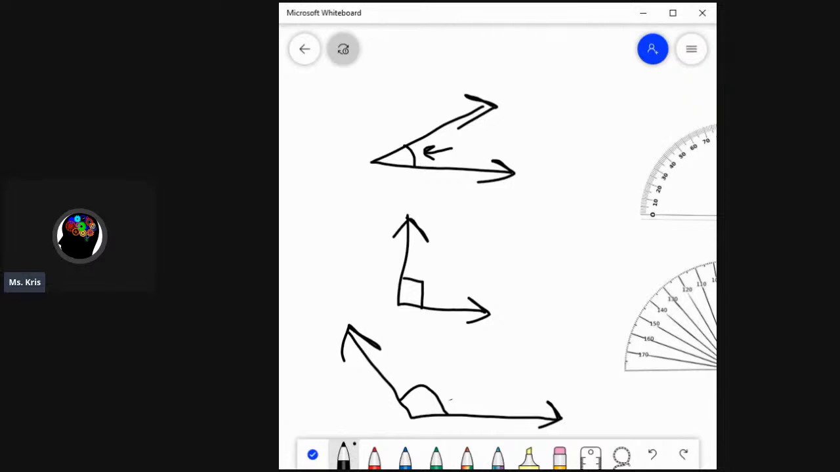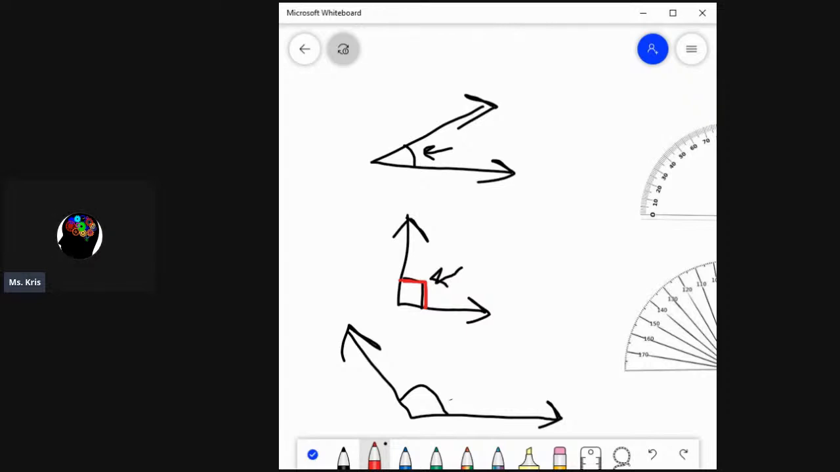It looks like the letter L, and it has this little box shaped inside of it to denote that it is 90 degrees. So to determine if an angle is 90 degrees, it will have a box, and typically the box is red. You will see a red box inside of the angle.